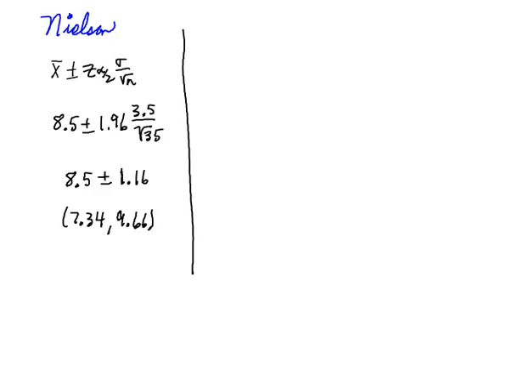Okay, in this problem we are asked to go back and look at the Nielsen problem on the average number of hours per week within the 8 to 11 p.m. time period that the people were watching television. And if you remember, the confidence interval there is 7.34 hours to 9.66 hours. The margin of error was calculated as 1.16 hours.